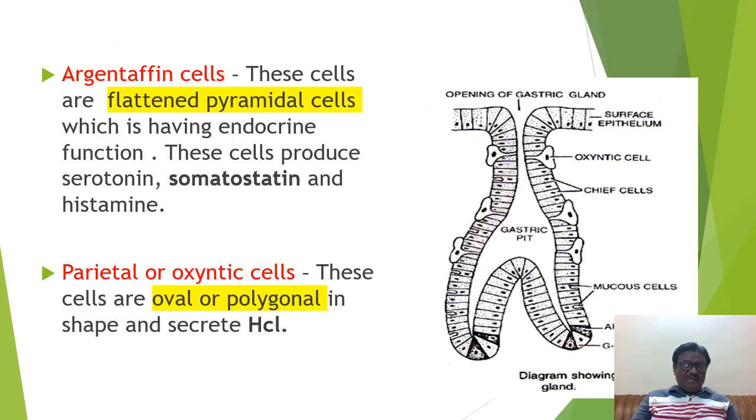Now the another type of cell is the parietal cell or the oxyntic cell. So this is the oxyntic cell, you can see here. These oxyntic cells are oval or polygonal in structure, and they secrete HCl. This HCl secretion in the stomach is meant for the conversion of these proenzymes into the active form of the enzymes.